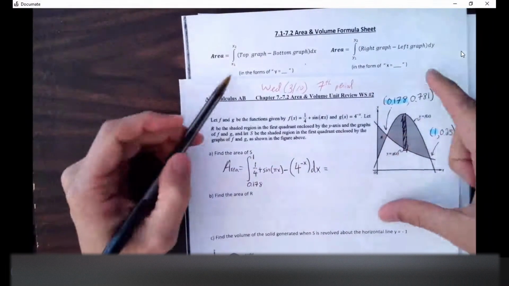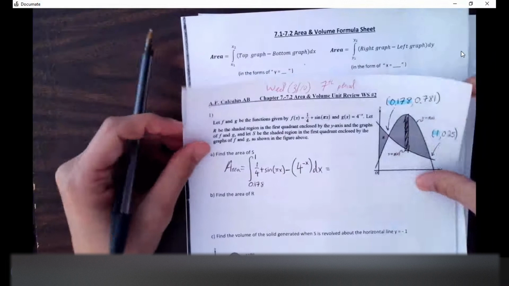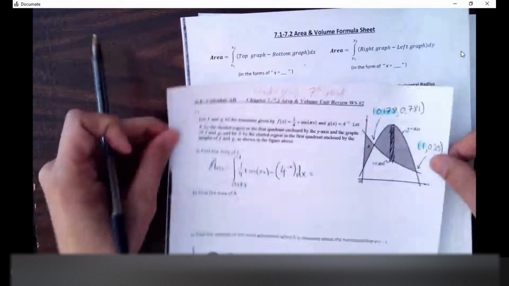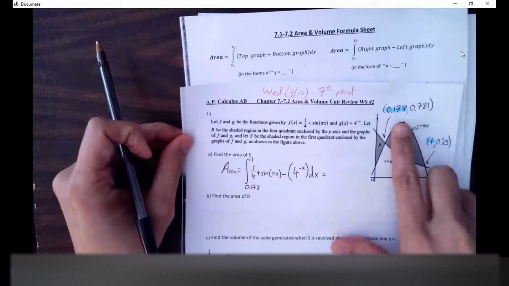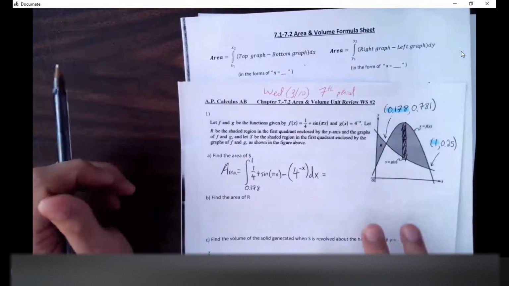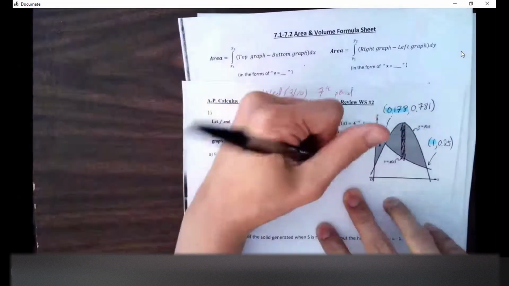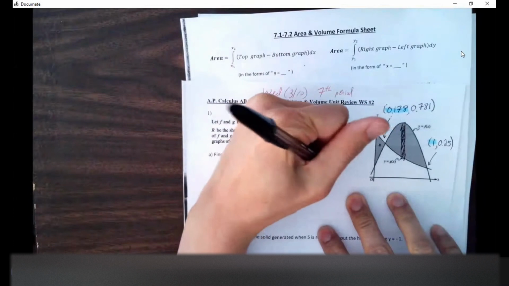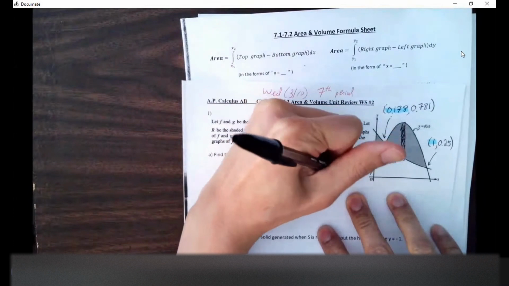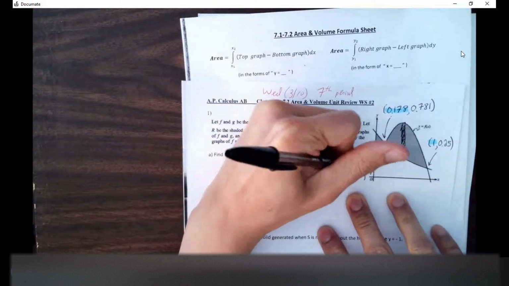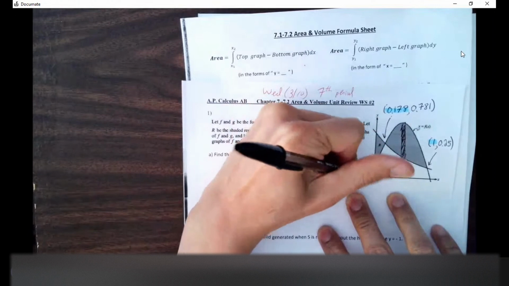There's no rotation, right? We only do rotation if it's volume, and then we have to decide between disk and washer. But here it's just area. Not a three-dimensional calculation here. So just 0.410, and area is two-dimensional, so unit squared. All right, any questions there?